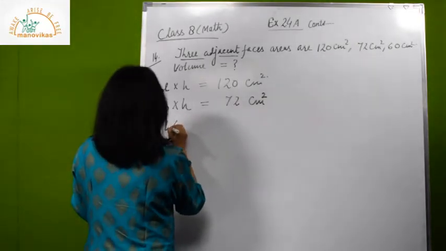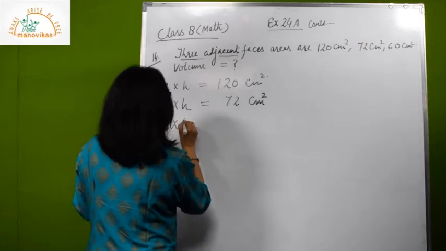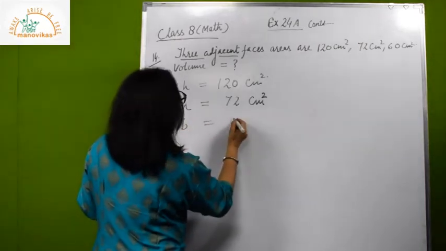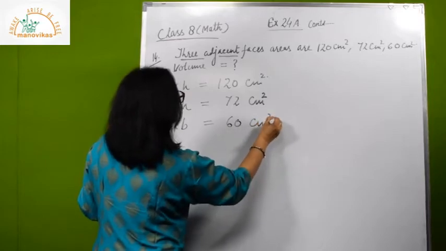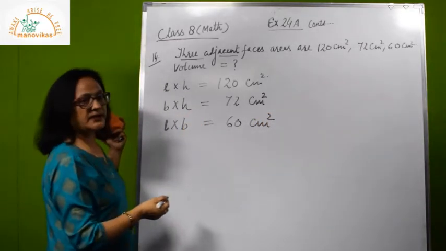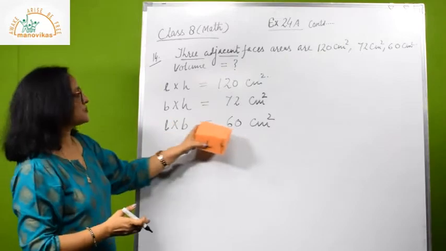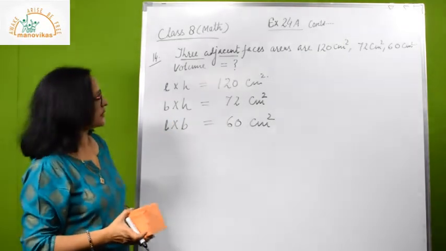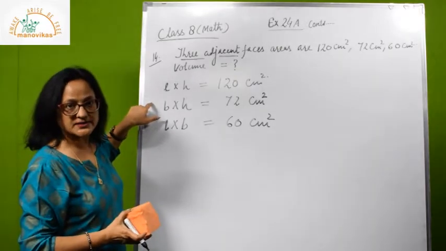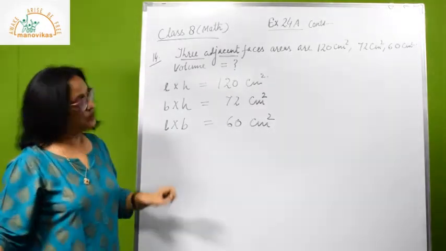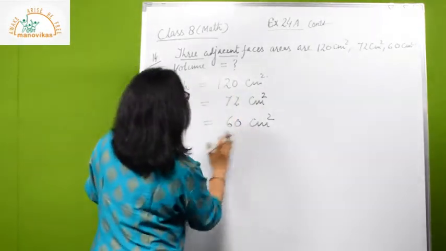Third, length into breadth is 60 centimeter square. You can take any because ultimately they all will be multiplied. So length into breadth is 60 centimeter square. So these are the 3 combinations of the faces. Now we have all the 3 combinations.